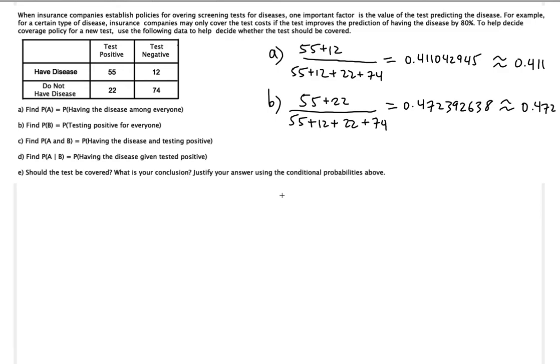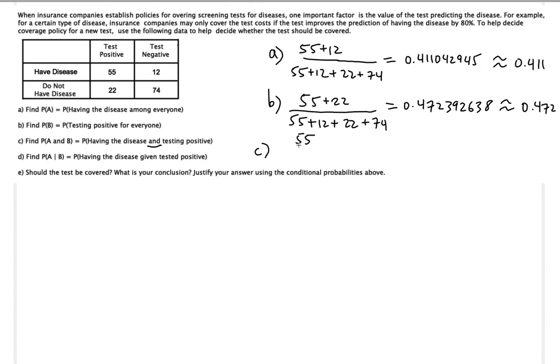Now the third event is to find the probability of A and B. These two events happening at the same time, having the disease and testing positive. So we have to look in the table where there's a shared cell between a row and a column. So having the disease obviously is the first row. Testing positive is the first column. So the first row and the first column meet at this number 55. This tells you the number of people that both have the disease actually and also test positive.